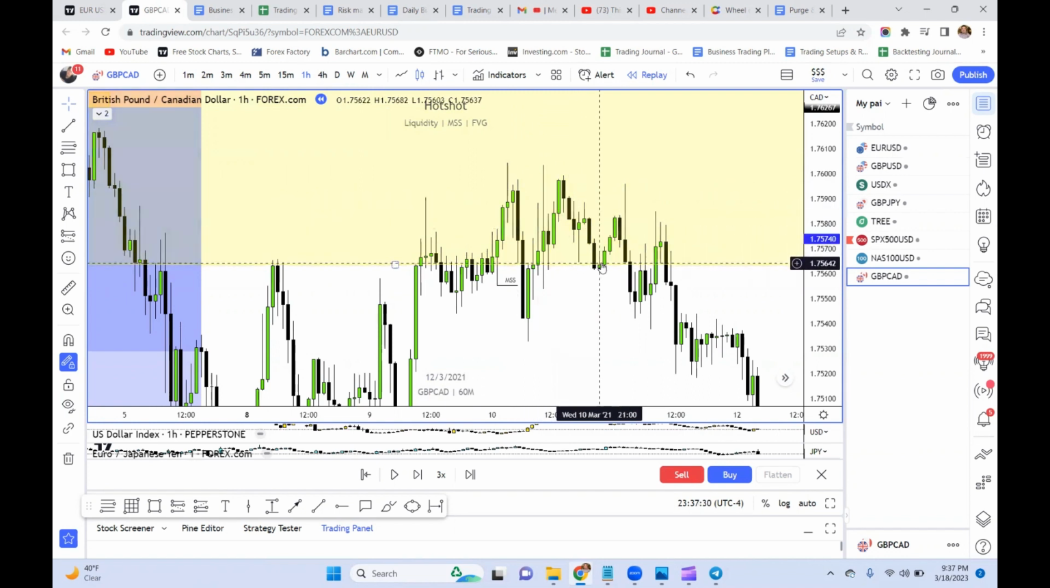You can see that there's a market structure shift right here. Here's a fair value gap. Price totally took out everything. You would have been wicked out. So let's say that you got wicked out. You would look for another market structure shift. And here it is right here.